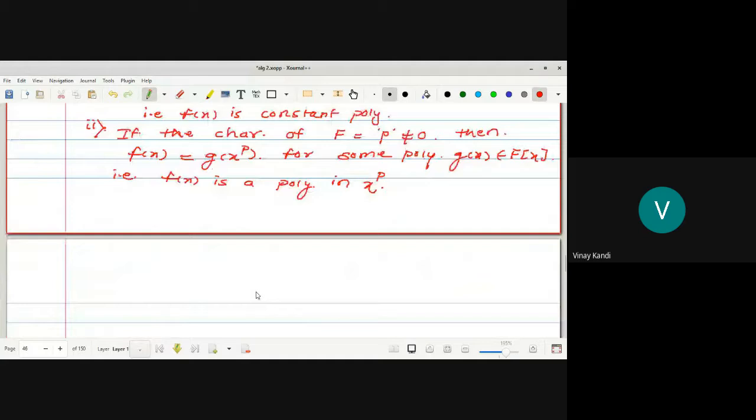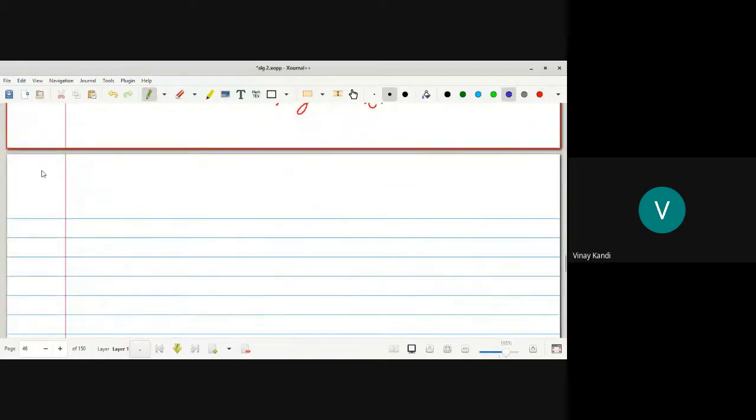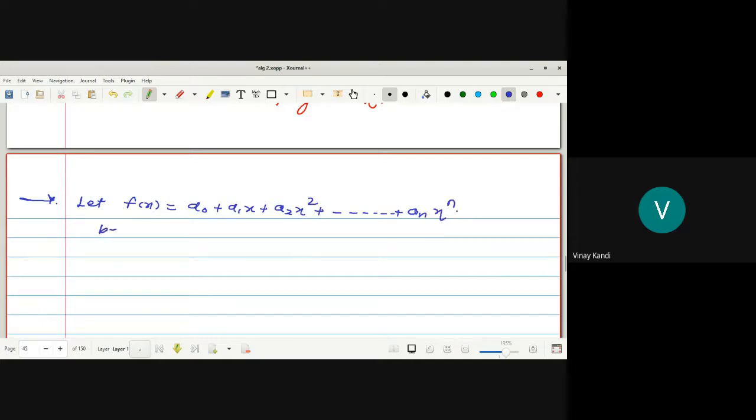Okay. Now, look at the answer. Let f of x is equal to a naught plus a1x plus a2x square plus up to an x raised to n be a polynomial over the field capital F, which means all the coefficients belong to capital F. What is given to us? The f dash of x is equal to 0.